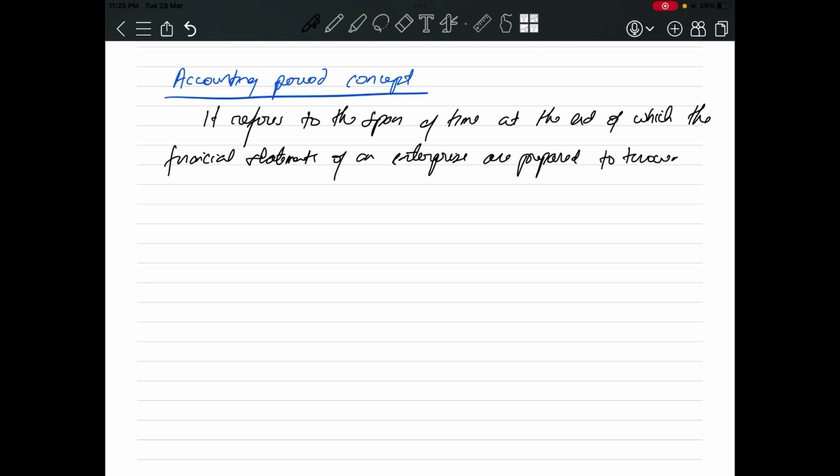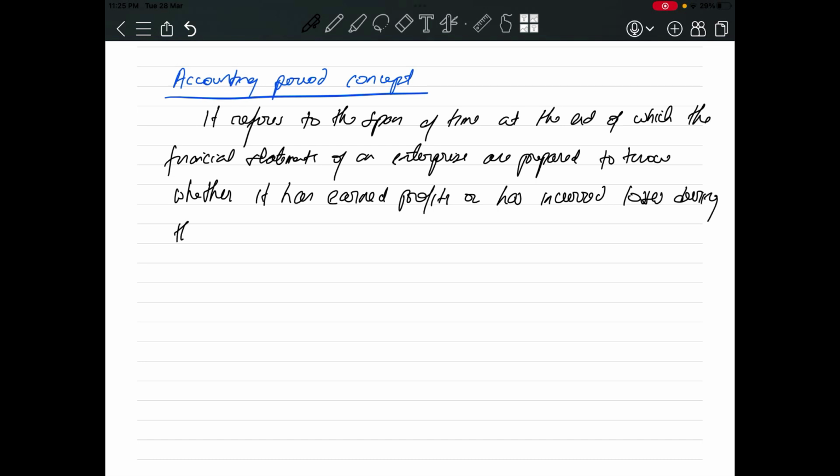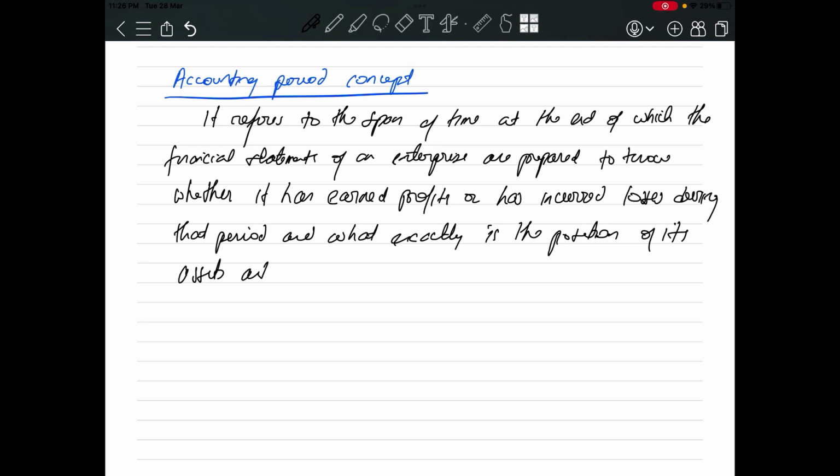To know whether it has earned profits or has incurred losses during that period, and what exactly is the position of its assets and liabilities at the end of that period.